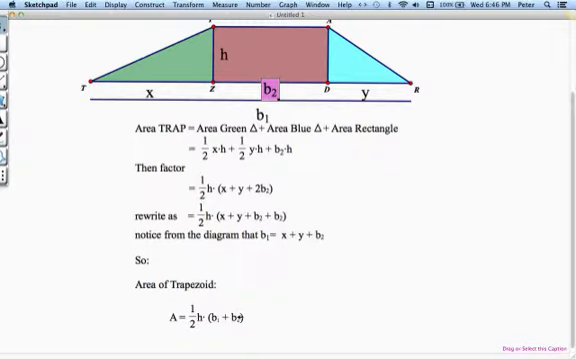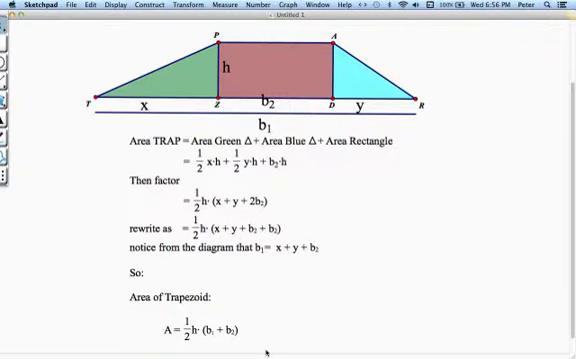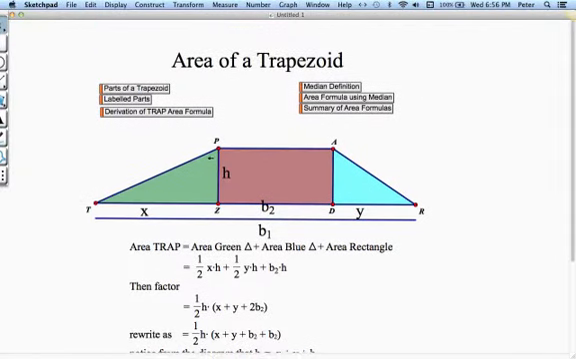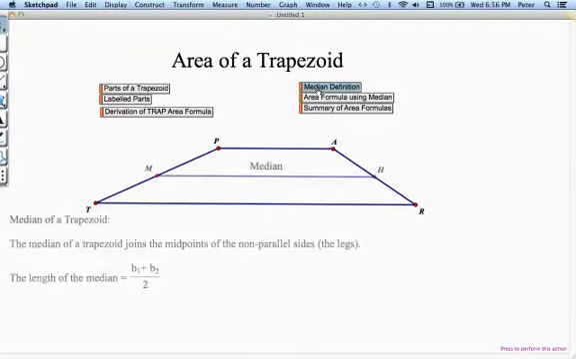Now you might get this down in your notes, but all that really matters is that you have this final formula and that you can apply it when you see a trapezoid. Okay, then let's take a look at the other formula. Let's clean this up a bit and introduce you to another definition, and that's going to be a median.